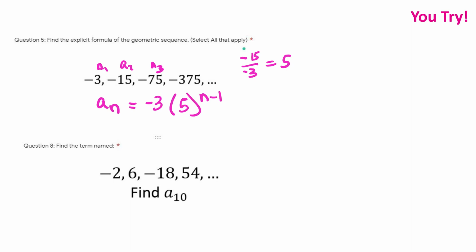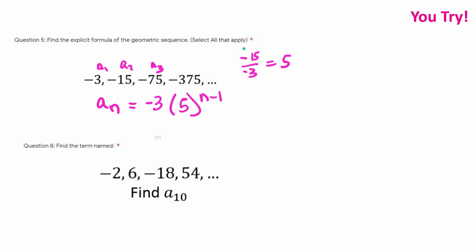For this first question, it says find the explicit formula for the geometric sequence. I'm going to do a2 divided by a1, which is negative 15 over negative 3, which is 5. And if I were to do a3 over a2, I would get 5 as well. So then my a sub n term is equal to negative 3 times 5 to the n minus 1.